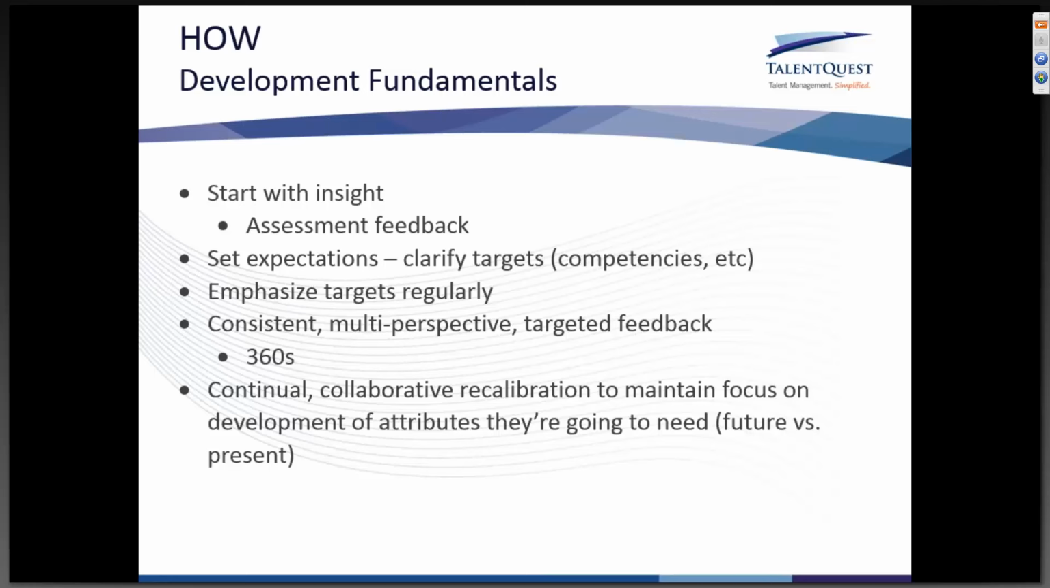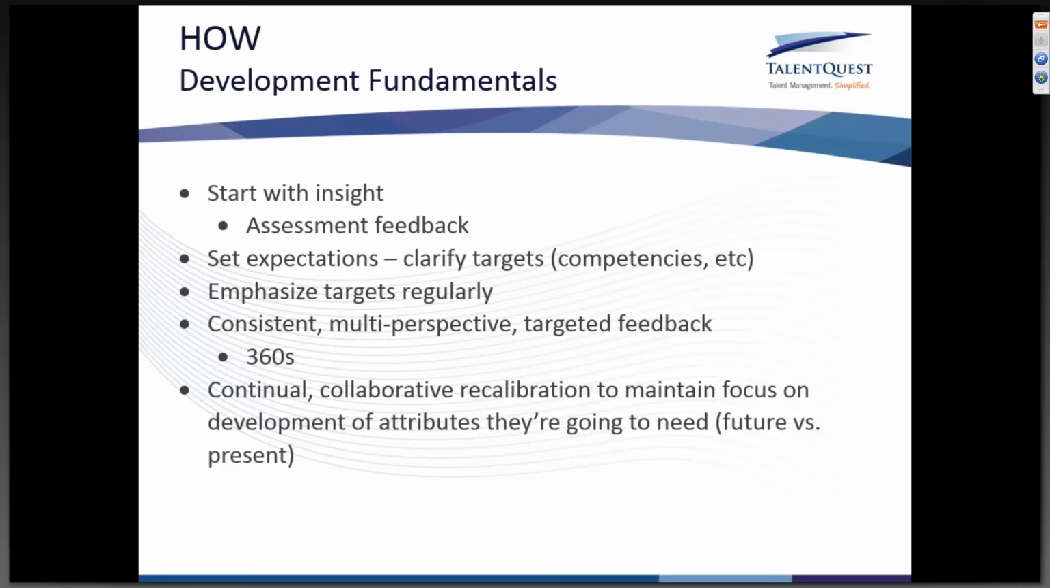Throughout the development process, there should be consistent and, again, multi-perspective feedback that's really targeted toward those things that you already discussed that were going to be the focus of growth. 360s are a great way of doing this, and here at Talent Quest we do a lot of that, rolling out 360s and doing that over the course of time for certain individuals to compare results and get ongoing feedback, and that's a very valuable tool.